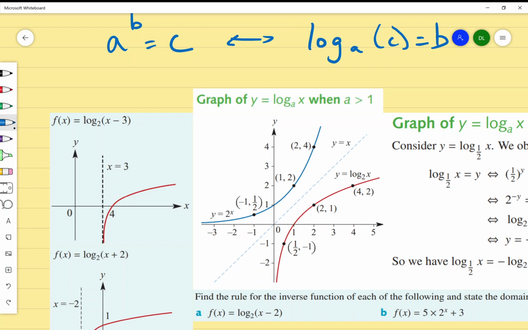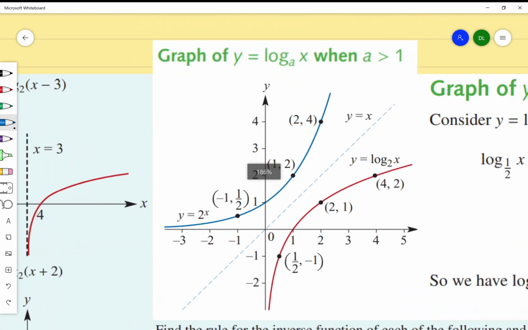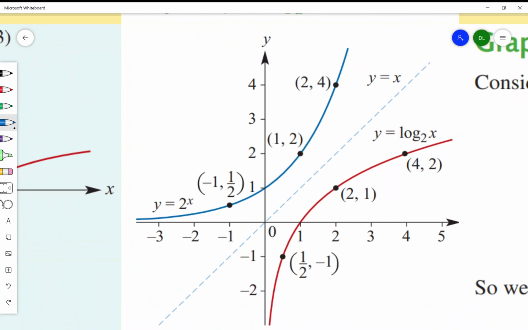Okay, as you can see, they're reflected across what line? Daniel? y equals x. Thank you. They're reflected across y equals x.